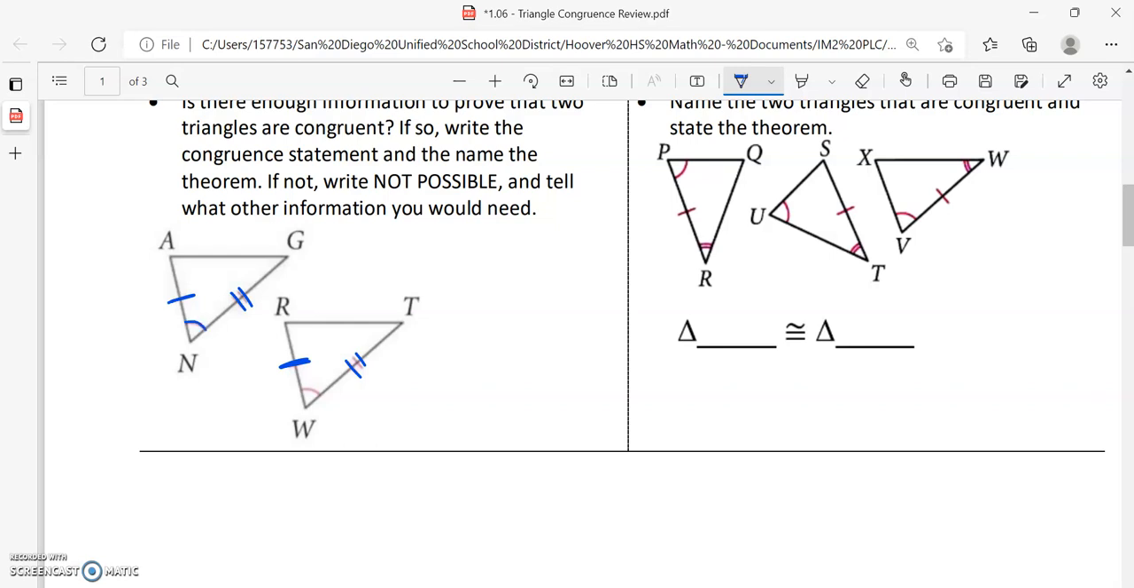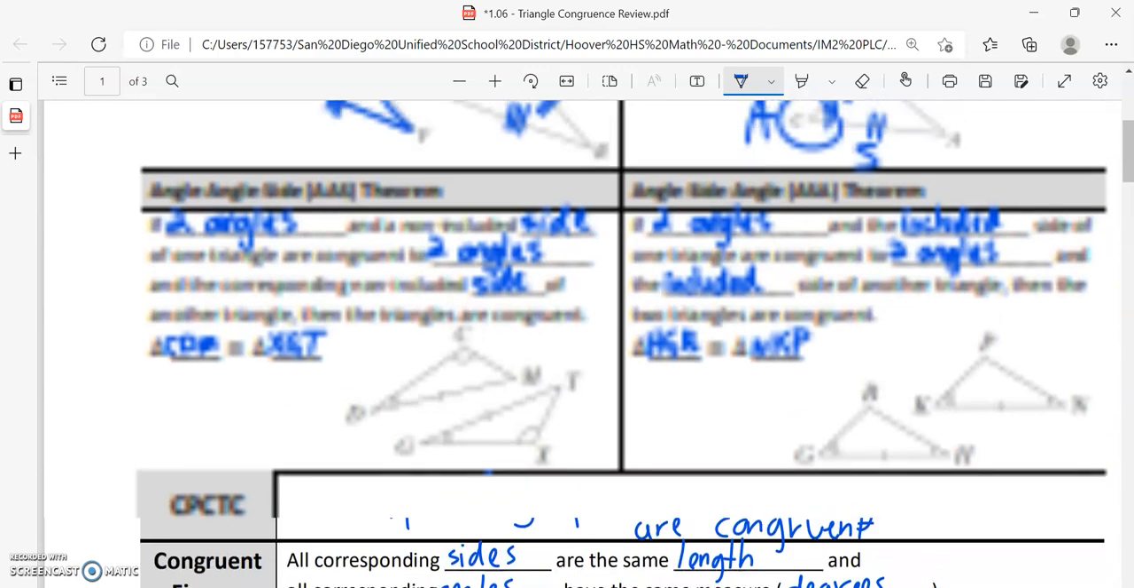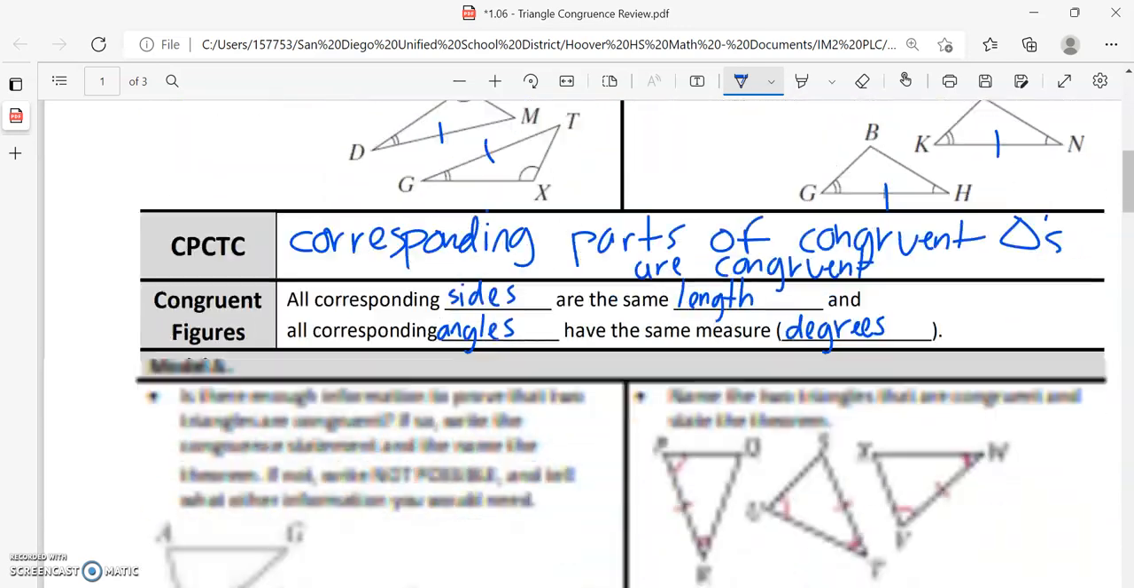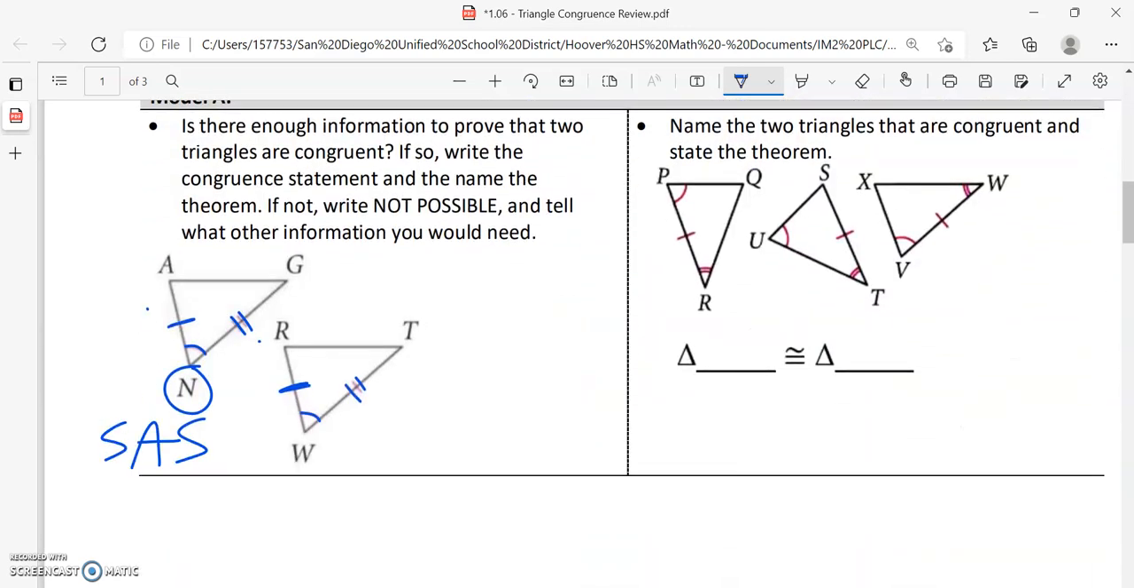And finally, we have an angle. Angle N and angle W are congruent or equal. Is there a theorem that has one side, then an angle, then another side? So SAS. If you don't remember, go back up and look, and it's right here. It's the side, angle, side postulate. So these two triangles are in fact congruent because of the side, angle, side. So yes, side, angle, side postulate.